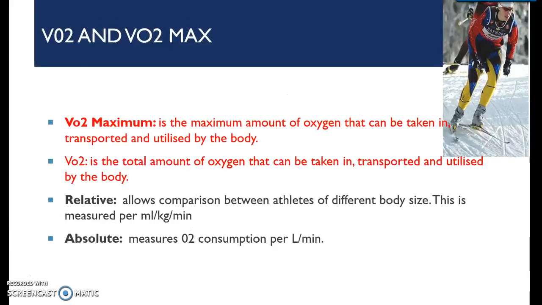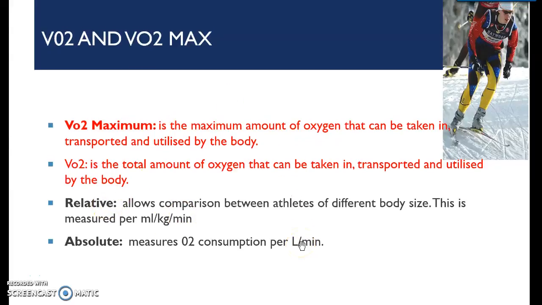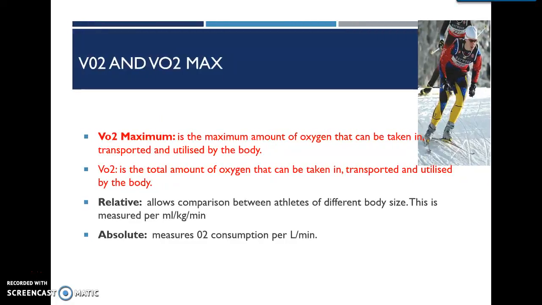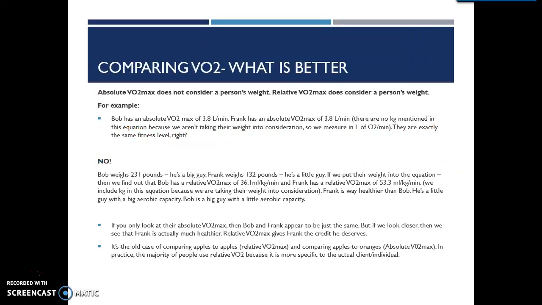The other measure is absolute, and this is an oxygen consumption which just measures litres per minute, as you can see here. And you'll be able to understand which measure the VO2 max is in by understanding if it's mils per kilogram per minute, that means it's relative, or if it's litres per minute, which means that it's absolute. So what does that mean? Absolute VO2 max does not consider a person's body weight, whereas relative does.